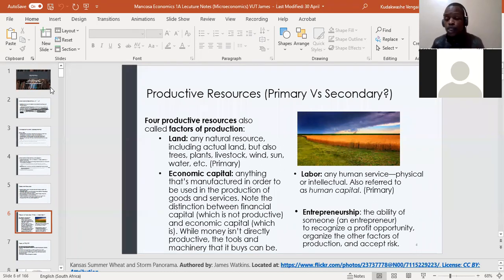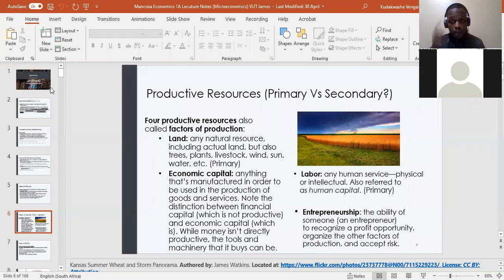Then we talked about labor. Labor consists of two things: physical labor and intellectual labor. Physical labor, we're talking about the guys that are lifting things, the guys that are using their muscles at the workplace. That's physical labor.